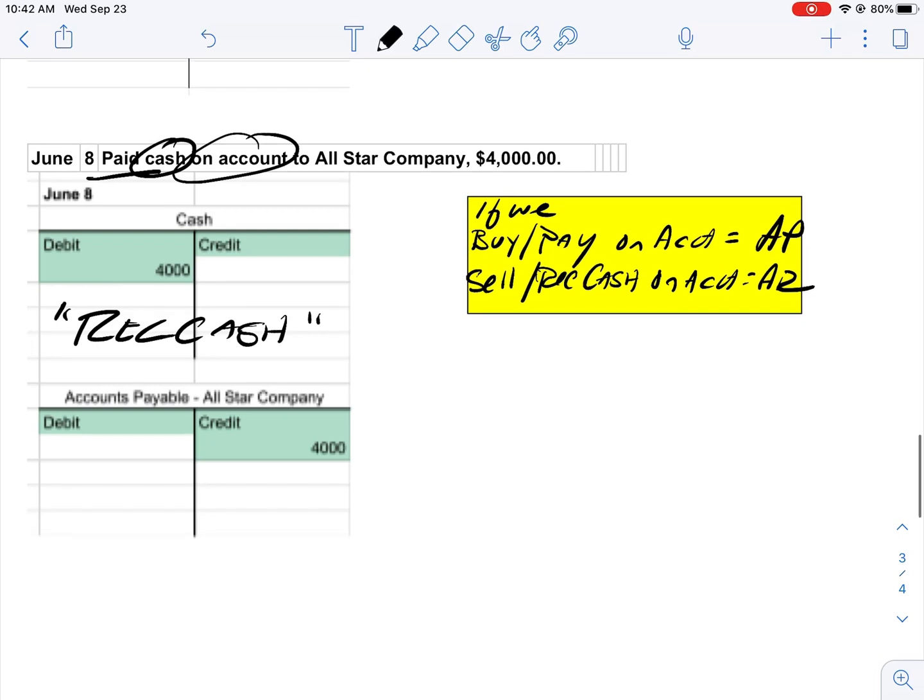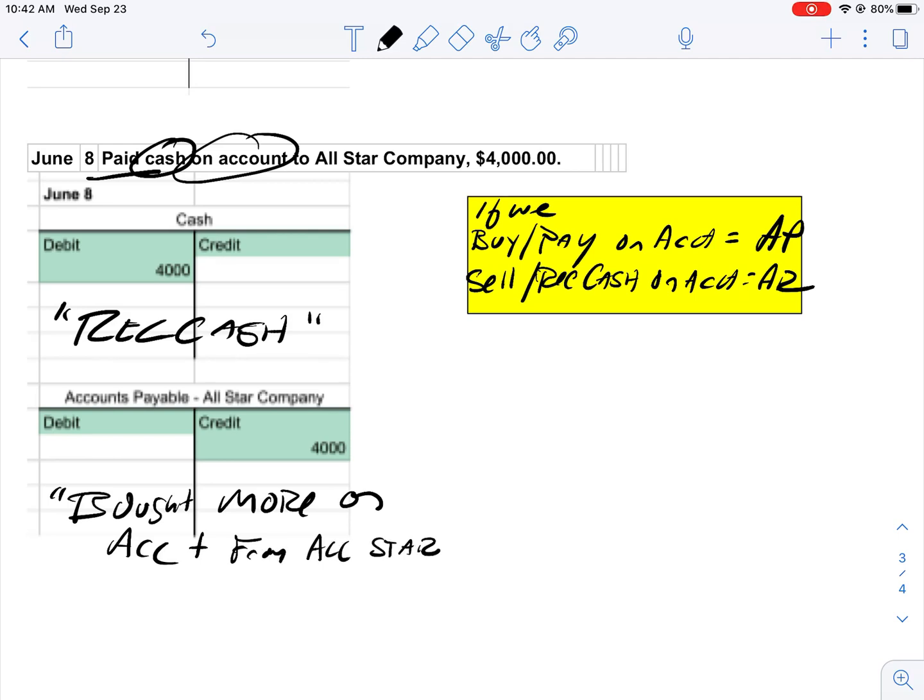Okay, and then this down here, a credit, is basically saying that, loosely translated, we bought more on account from All-Star. Neither one of those are in that transaction up there, so we have to realize it. And if you think about it business-wise, can we really receive cash and buy more on account in the same transaction? Pretty tough to do there.